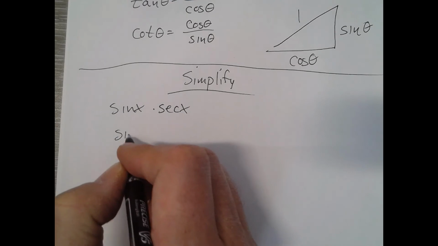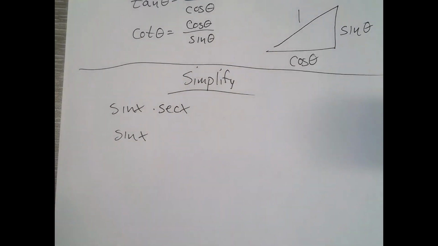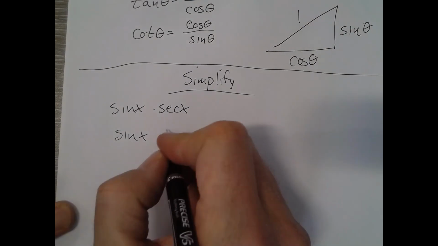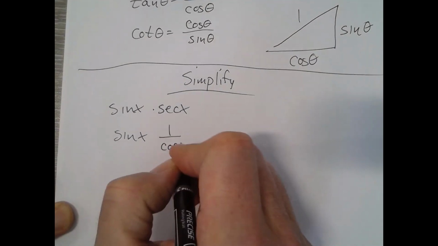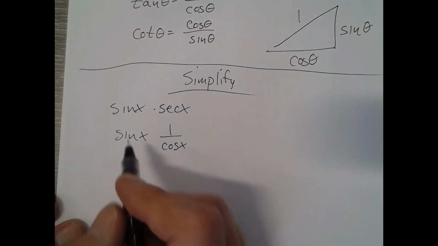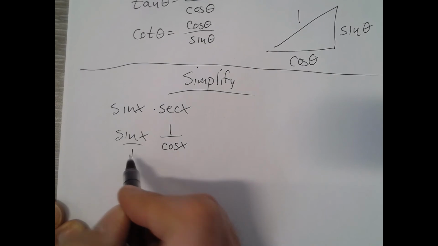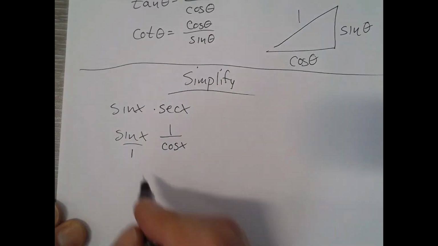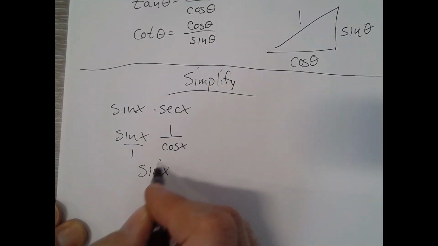But how can I write secant x in terms of either sine or cosine? 1 over cosine. Right? Secant is 1 over cosine. So this is 1 over cosine x. Okay, that's the first step. So if you've got secants and cosecants and tangents, write everything in terms of sine and cosine. That's what I would suggest. Now, this is sine x times 1 over cosine x, so I'm going to put sine x over 1. We're going to multiply straight across, and I end up with sine x over cosine x.